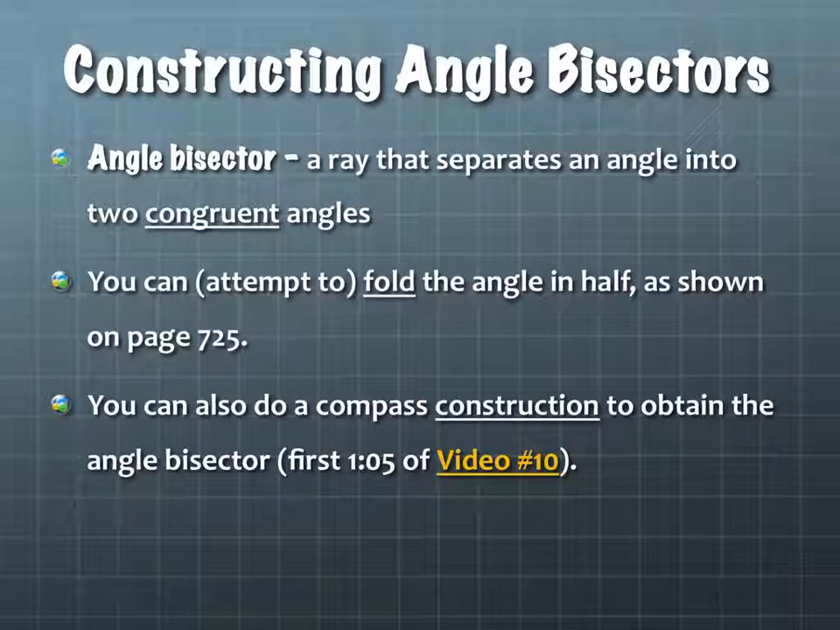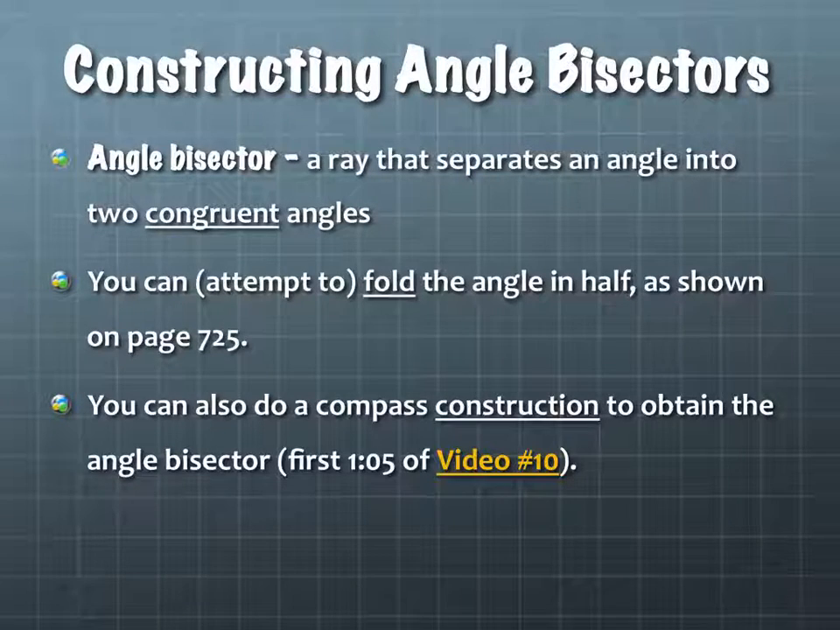Now, you can attempt, you might even be successful, at creating an angle bisector by folding along a paper. So if you had the angle on the paper, you lined up the two sides, you could fold it and get a fairly good estimate of where the angle bisector would be, right? So that's one way to do it. Another option is to use your compass and your straight edge, and that's the one we're going to do for our next construction. Okay?